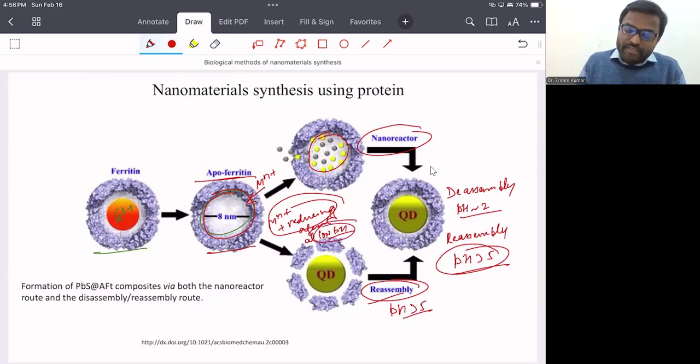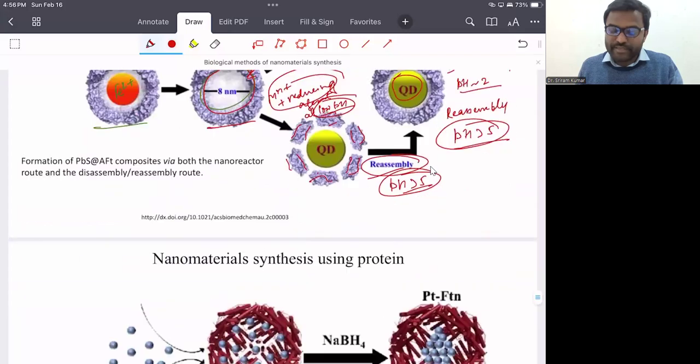And in that nanomaterial, a kind of de-assembly process happens. So this is the de-assembly of the apoferritin protein. And once we increase the pH, these fragments can reassemble, and there is a nicely encapsulated quantum dot inside the protein. So we can either exploit that nanoreactor technique, or use this de-assembly and reassembly route to synthesize nanomaterial.